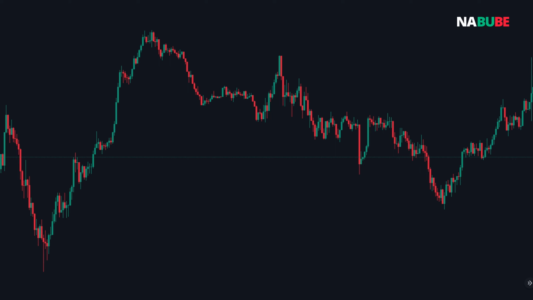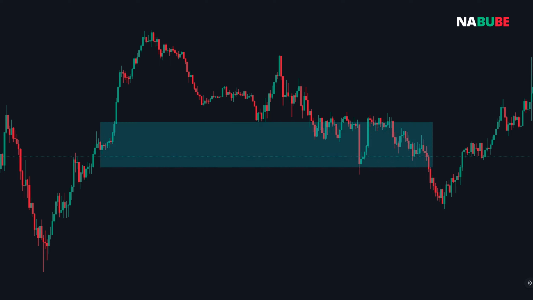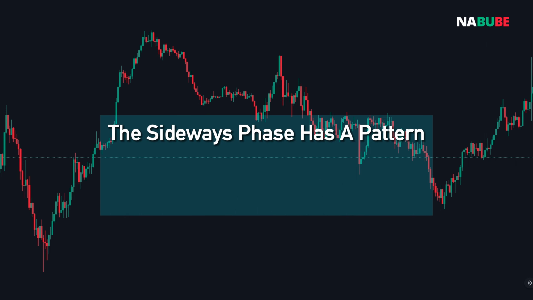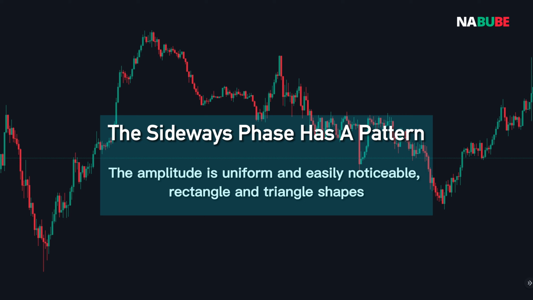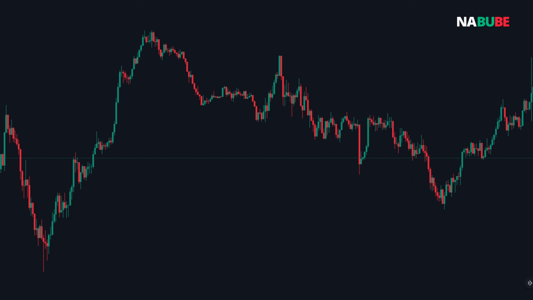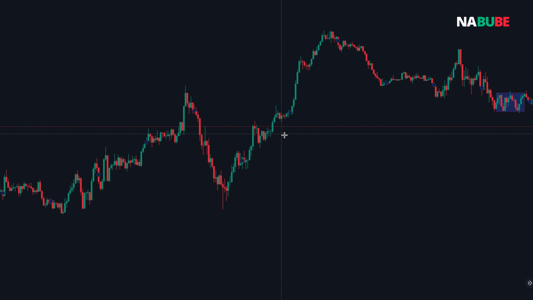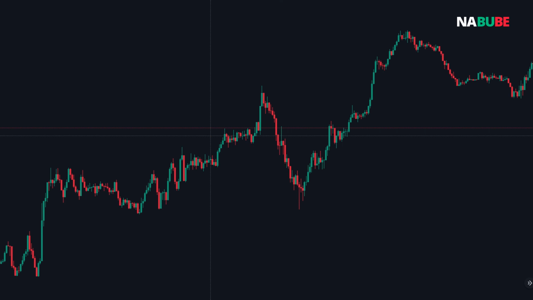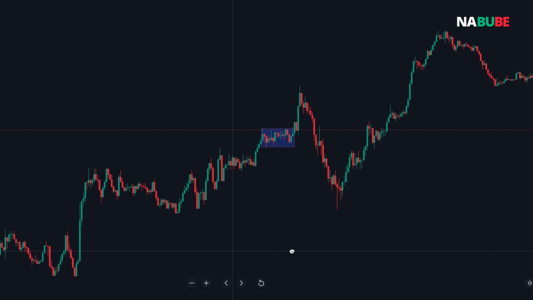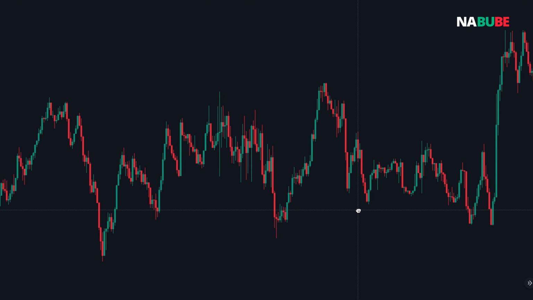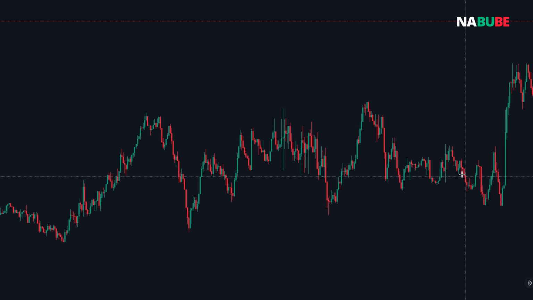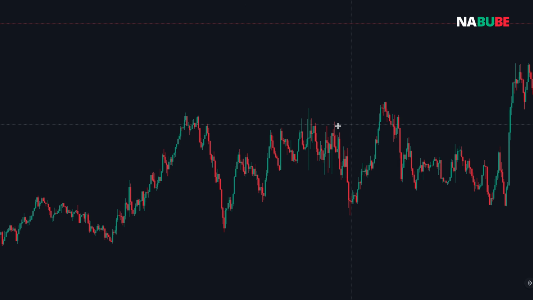Next, I will talk about the sideways phase with and without rules. The sideways structure with rules means that the price moves sideways within a consistent range, easily noticeable, for example in a rectangle or a triangle pattern. In this chart, we can also see phases where the price moves sideways with rules. This is the sideways phase within the range of a rectangle. Or this phase is the sideways phase within the range of a triangle. Or here, it may be difficult to recognize because this range is quite large, but let's zoom in for a closer look.